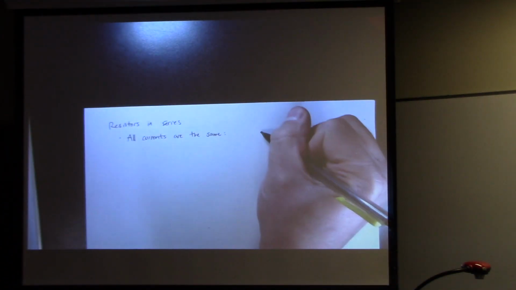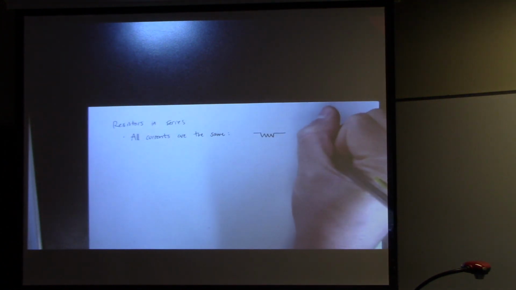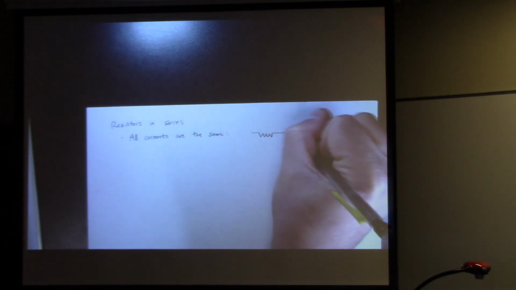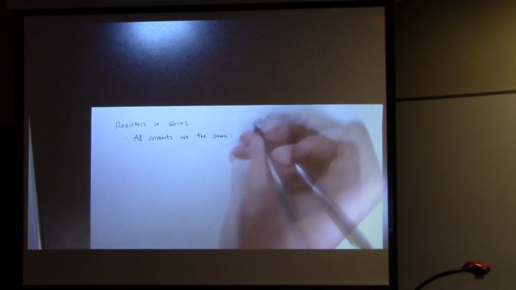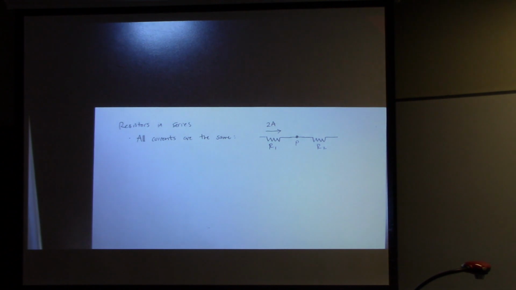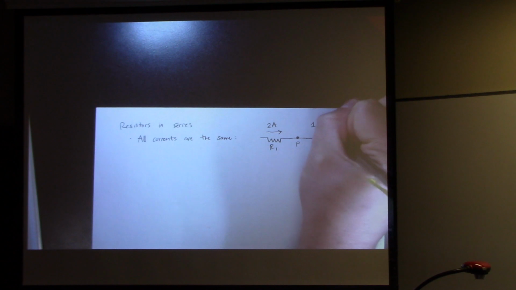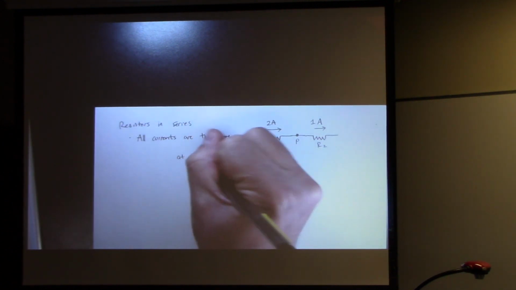Let's say the currents aren't the same. Let's say I have R1 right here and R2 right here, and then this is just some point in between them. So let's call that point P. Okay, let's say, just for the sake of argument, that I have 2 amps of current flowing through resistor number 1, but by the time I get to resistor number 2, I only have 1 amp of current. Okay, well, let's think about what that means for point P.